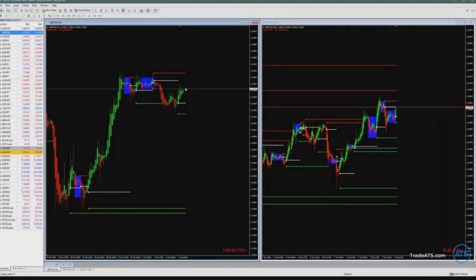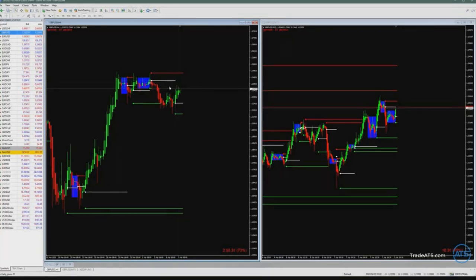So I would say it's extremely reasonable that we would at least get to here. So how many pips is that from where we're at? About 60 or so pips. Worth it. Risk right now.